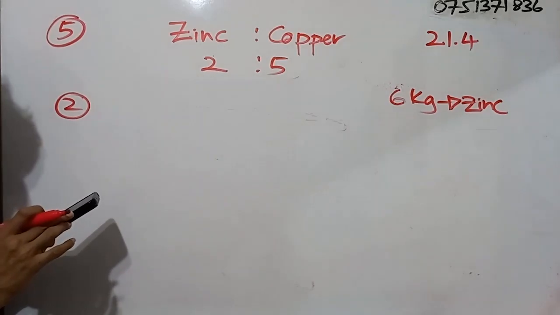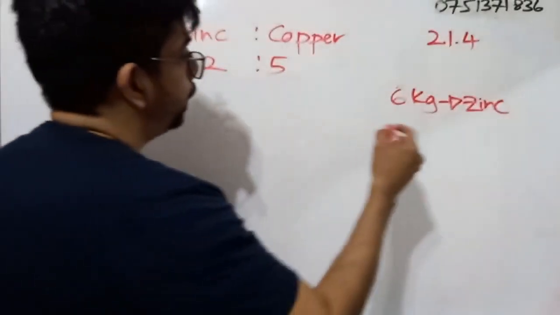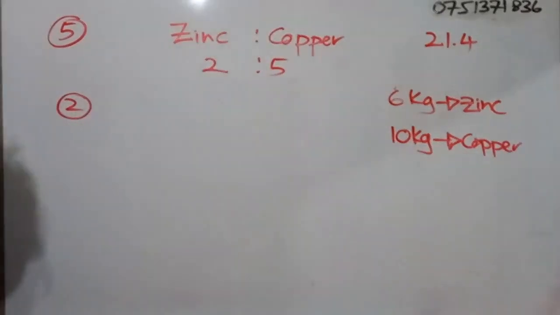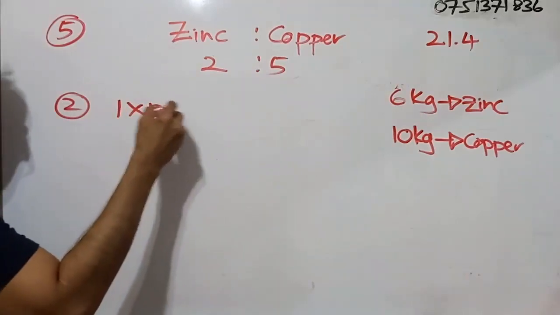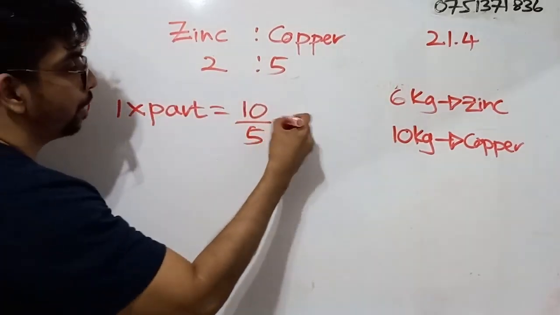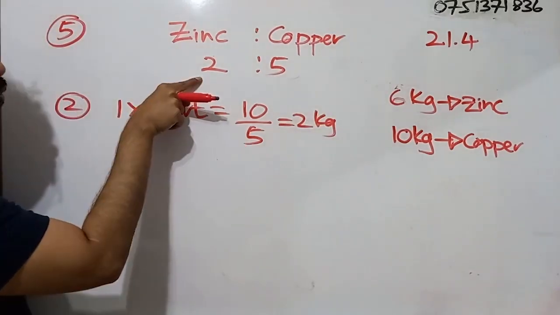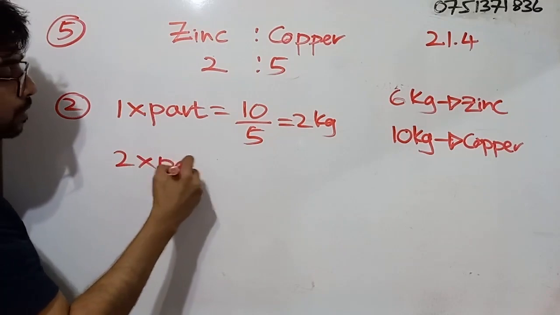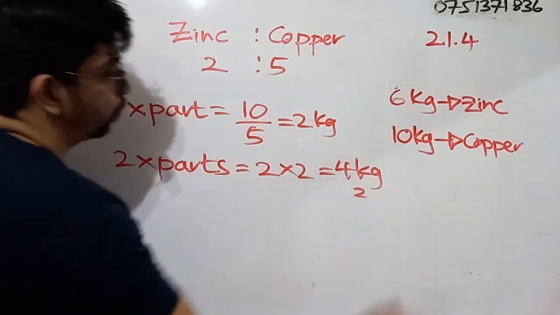Part 2. If the mass of copper in a sample of this alloy is 10 kilograms, what is the mass of zinc? So the amount of copper is 10 kilograms. Copper means 5 equal parts are 10 kilograms. So what is the value of one part? 10, we have to divide by 5. So we get 2 kilograms. Now zinc. How many equal parts are there? 2. So value of 2 parts: 2 into 2, which is 4 kilograms.